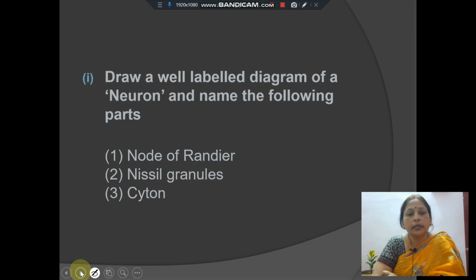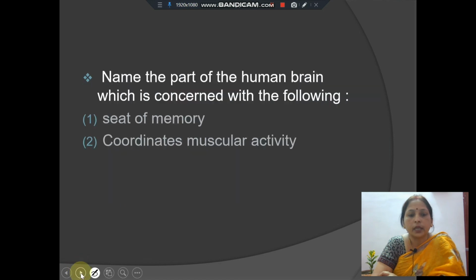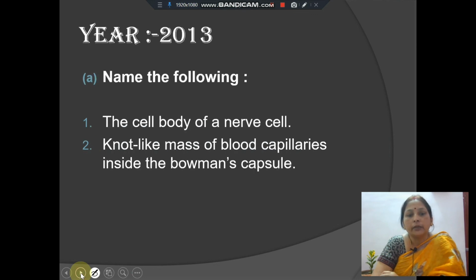Draw a well-labeled diagram of a neuron. This way I have already shown you in the slides. Nissl granules, cyton. Name the part of the human brain which is concerned with the following: seat of memory, cerebrum; coordinates muscular activity, cerebellum. Name the following: the cell body of a nerve cell, cyton.